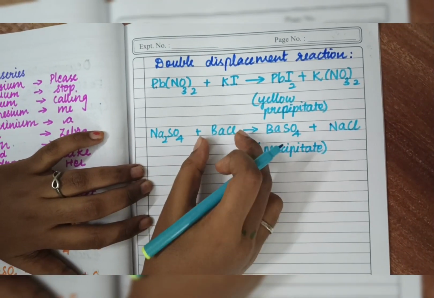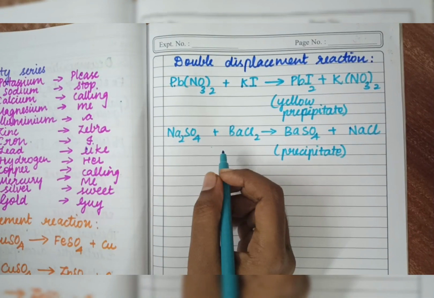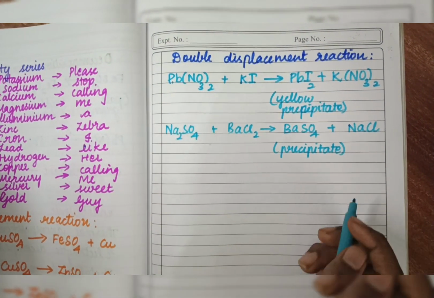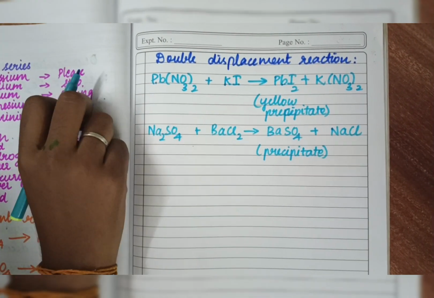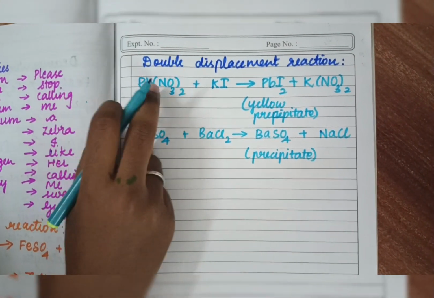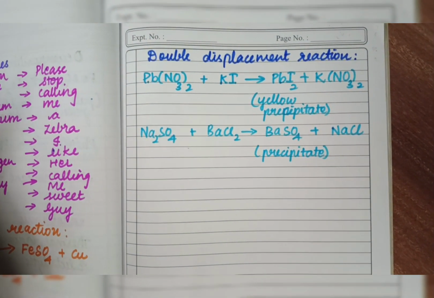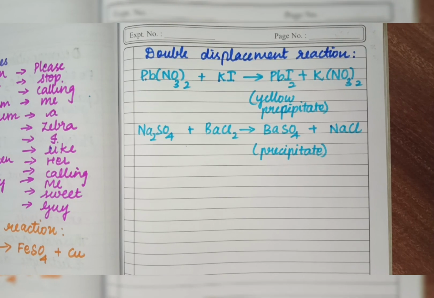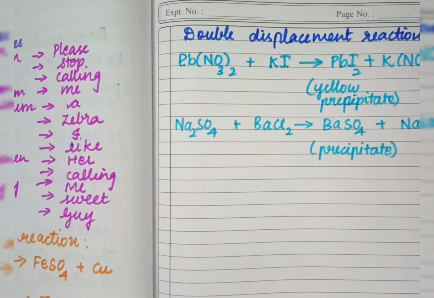So when sodium chloride reacts with barium sulfate, sodium is taking the place of barium, whereas barium is taking the place of sodium. In this reaction also precipitate is formed. What does this state? Double displacement reaction will always produce a precipitate. In all double displacement reactions, precipitate is formed. I hope you understood this concept.